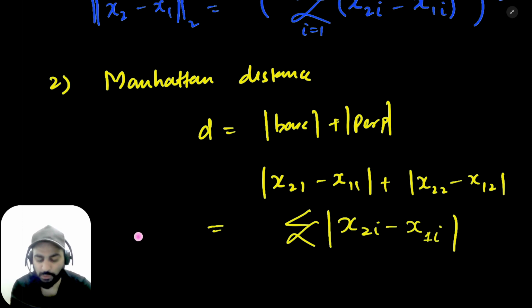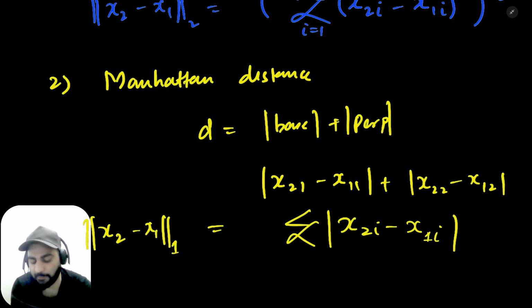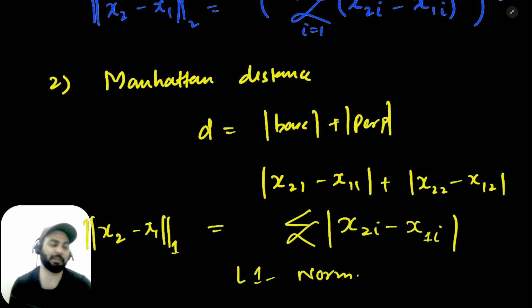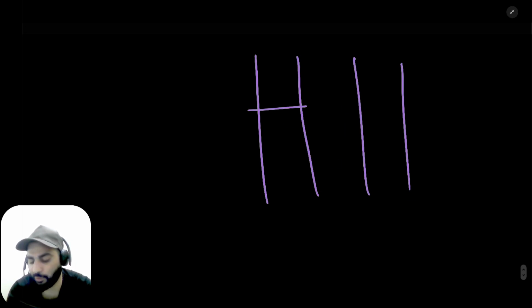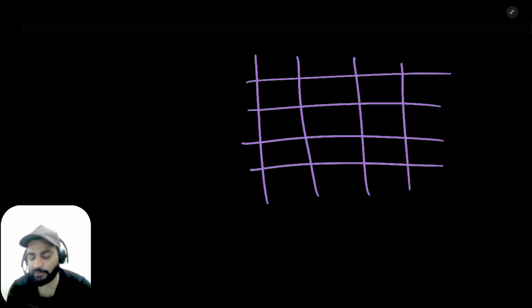Then this is written as x2 minus x1, and this is called the L1 norm. This is again a distance. Why is it called Manhattan distance? I found a guy giving an explanation of this. He said if you go to Manhattan, their cities are planned, so they are in blocks. This is the first block, second block, third, fourth, fifth blocks like this.